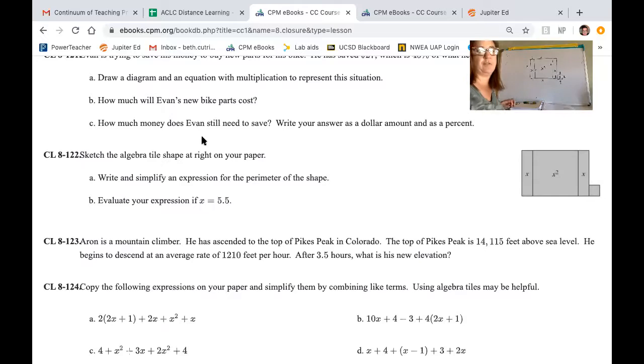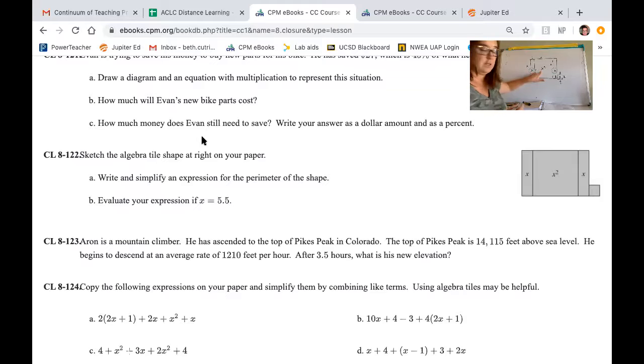So we've looked at it, we've drawn it. Write and simplify an expression. This is so easy, you guys. You're gonna love it. So we wanna combine the like terms. This and this are like terms. So that's a 2x. And I wanna start with the largest exponent first when I'm writing them out.